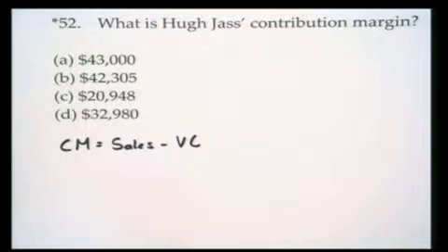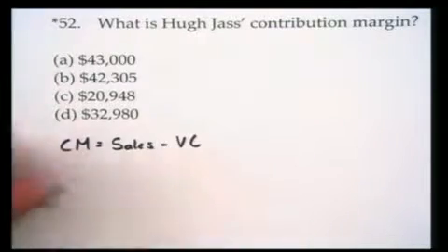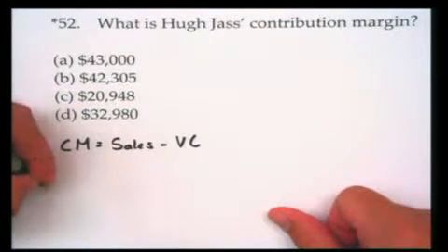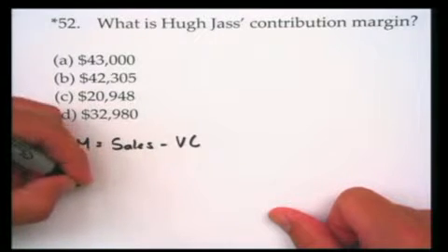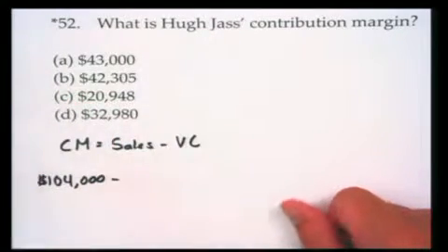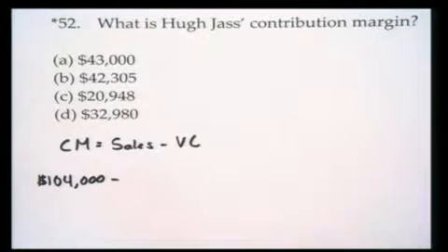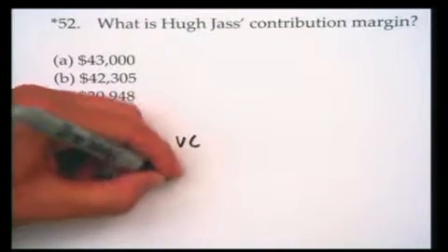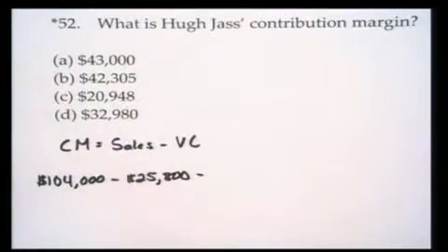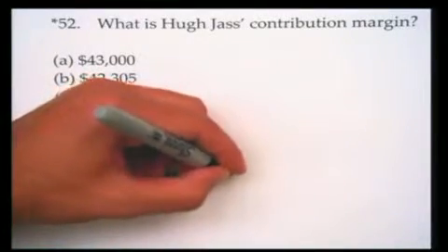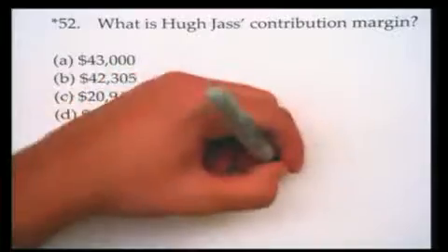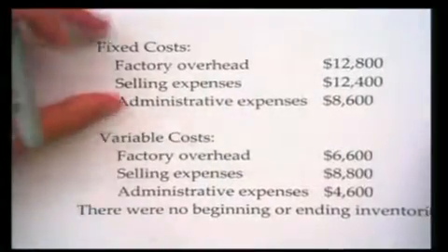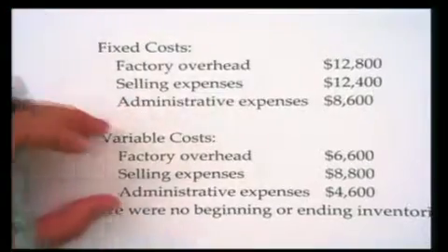So we're going to take the sales, which are $104,000, minus what variable cost? We'll go top to bottom. Direct materials, we have $25,800. Minus direct labor, we have $15,200. Minus, keep on going down. I'm going to completely skip the fixed cost stuff. I'm going to go to variable costs.